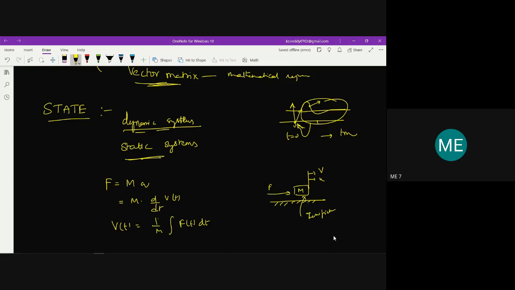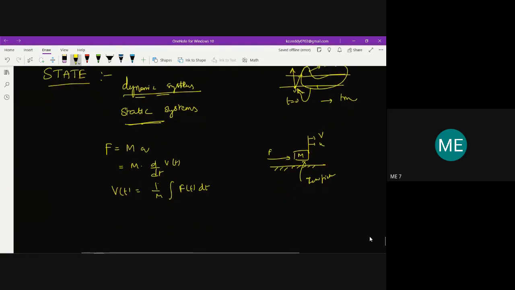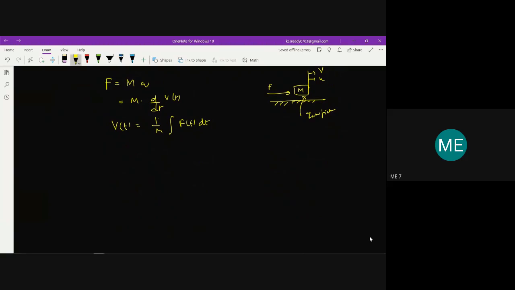F of t dt. So here, velocity at any time is the result of the force applied on the body, or particle, or object. So here v of t, if I use this integration concept for the time minus infinity to t of f of t dt, this can be split into two parts: minus infinity to time 0, and t greater than 0. I am finding, at a particular time t, what is the state of the system.